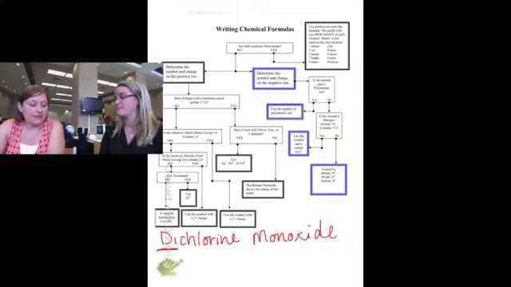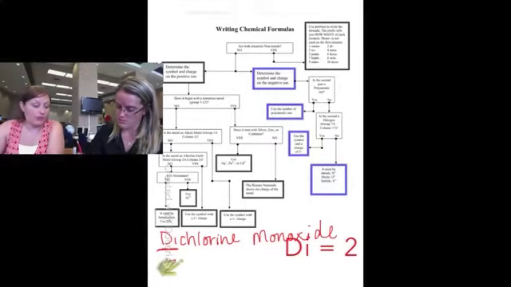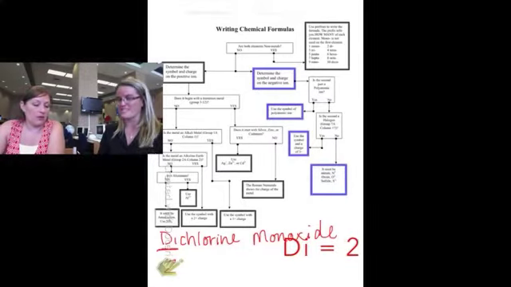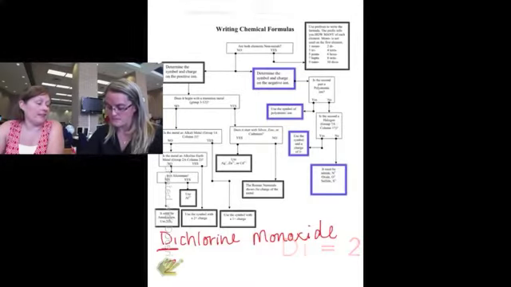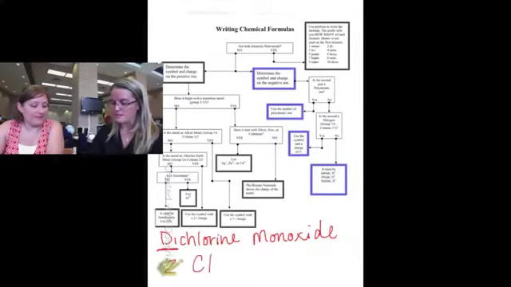So how many is di? Di was 2. And then I have chlorine. What's the symbol for chlorine? Cl. And then mono is how many? Mono was 1. And oxide was? Oxygen. So now this goes back to us writing our formulas correctly.